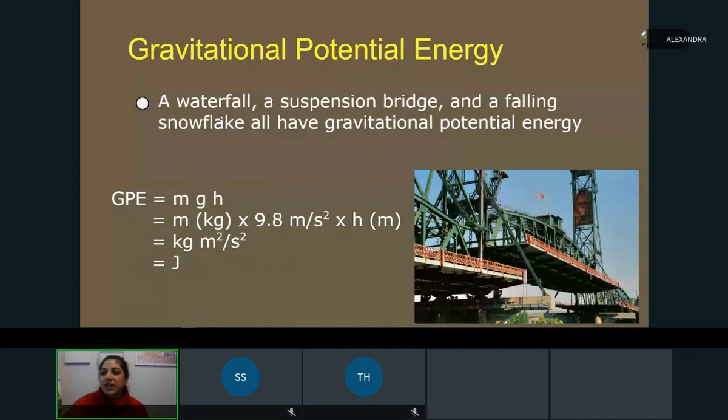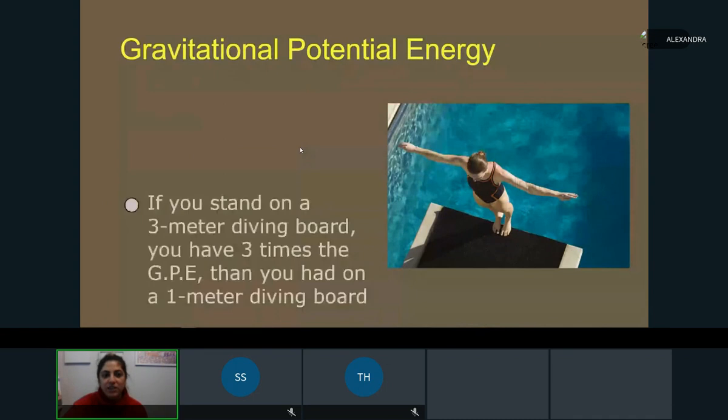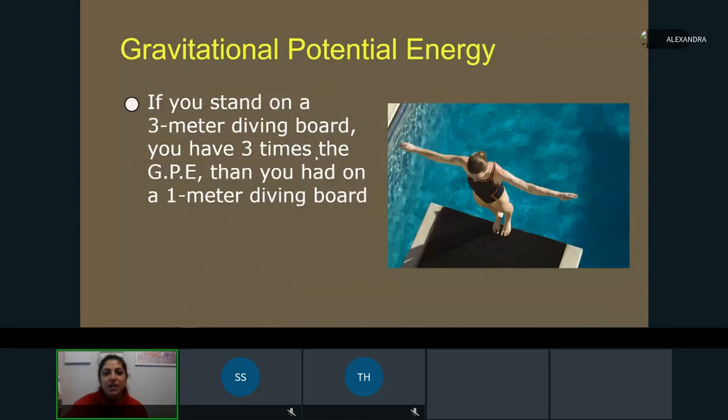A waterfall, a suspension bridge, a falling snowflake, anything that is falling is going to have gravitational potential energy. If you stand on a 3-meter diving board, meaning it's 3 meters off the ground, you have 3 times the gravitational potential energy than you had on a 1-meter diving board, because you were 3 times the height. So understand that relationship: the higher you are, the more gravitational potential energy you have.